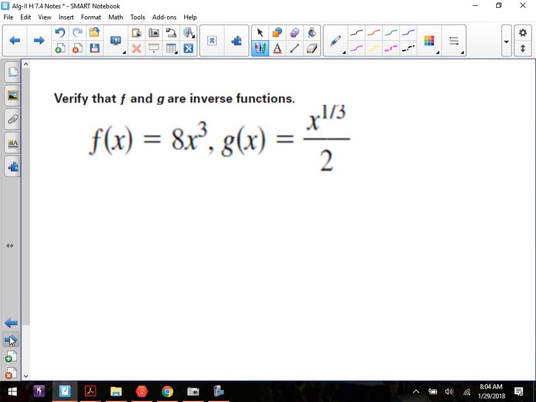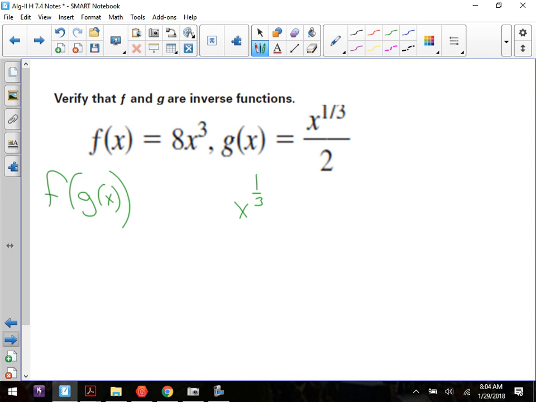Does it change when you have powers? No. It doesn't change at all when you have powers. So now this one says verify that f and g are inverses. So in order to verify that they're inverses, you just basically are substituting into each equation, simplifying it. You should get x, especially since they're saying verify that they are inverses. Okay. So if I start with f of g of x, that means write down the g equation.